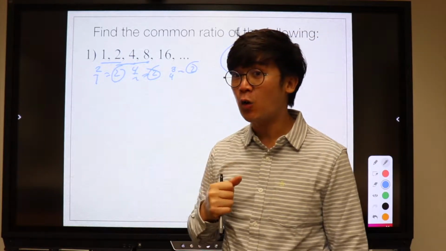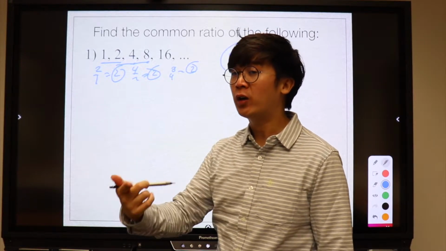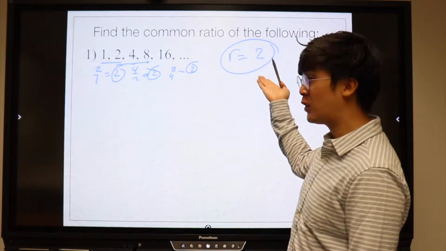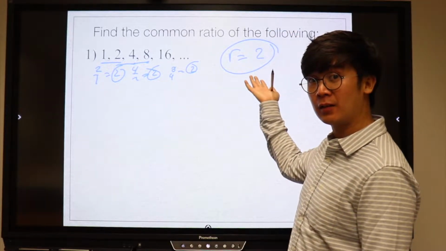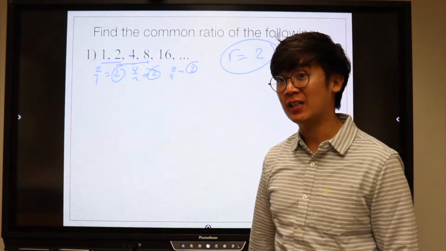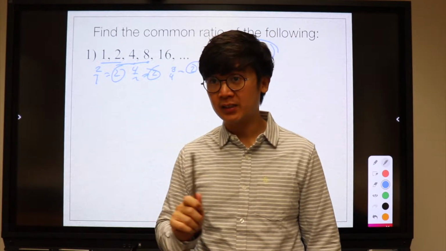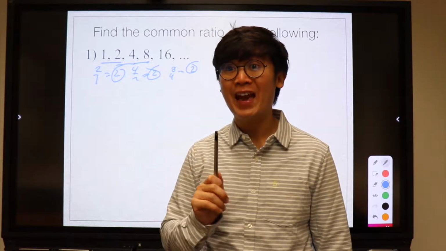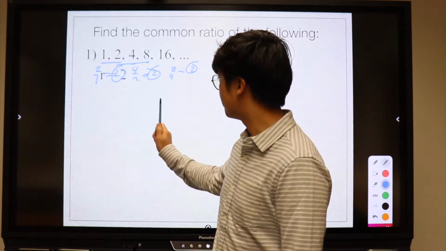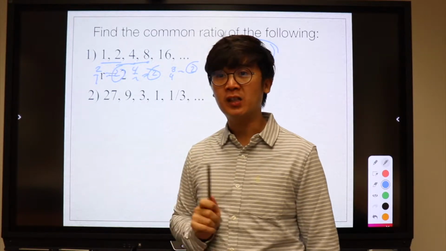Is it increasing or decreasing? Increasing. So what happens when your geometric sequence is increasing? What do you notice about the common ratio? Is it positive or negative? Positive. So if your geometric sequence is increasing, expect to have a common ratio that is positive. Why? Look at this sequence. 27, 9, 3, 1, 1 over 3.